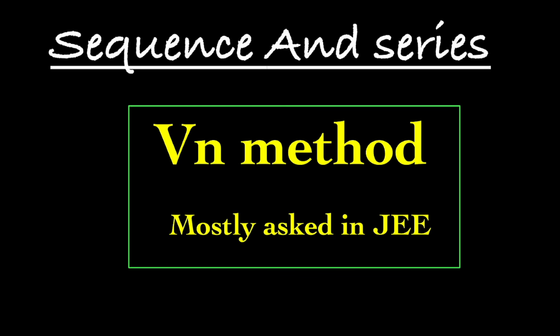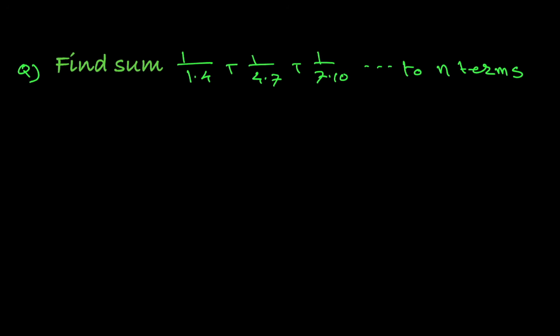We have to know what exactly the VN method is and what type of questions come in the JEE examination. So let's proceed. First of all, this is one sum and we have to find the sum of this. Generally, if it is in the numerator, there should not be any problem, but the problem comes when these types of sums appear in the denominator. So how do we apply the VN method, and what is the VN method?